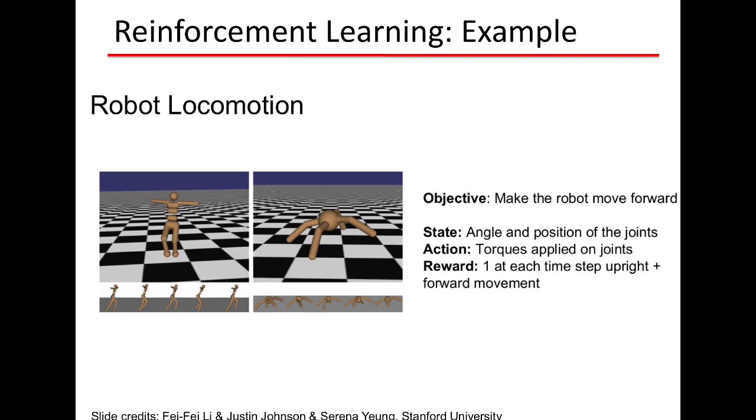Okay? So your state here is the angle and position of the joints. Action is the torque that you apply on the joint. And let's say if you want the robot to learn to walk, then the reward is for each positive movement, right? One step movement every step.